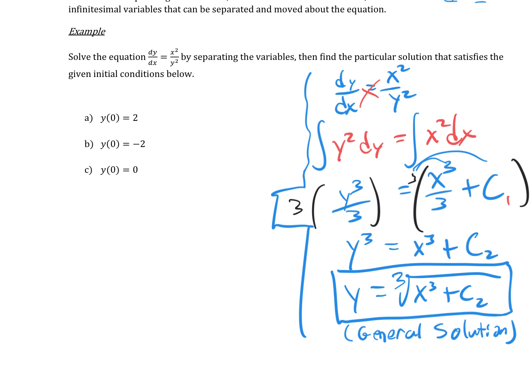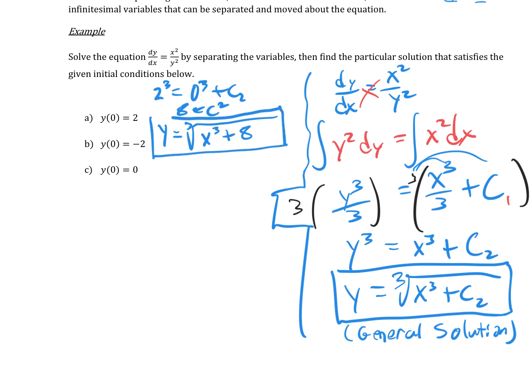So we're plugging in the point 0 for x and 2 for y. So we have 2 equals the cube root of, no, I'm sorry, let's not use the cube root one. Let's use 2 cubed equals x cubed plus c2. And that's 8 equals c2. So this gives us a particular solution. Now I'm going to put that c2 in the y equals version: y equals the cube root of x cubed plus 8. There you have it.